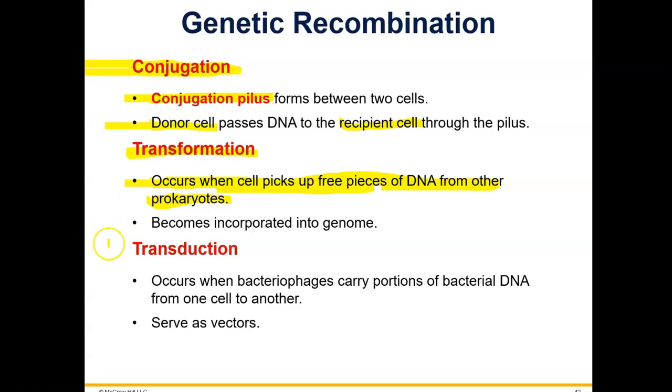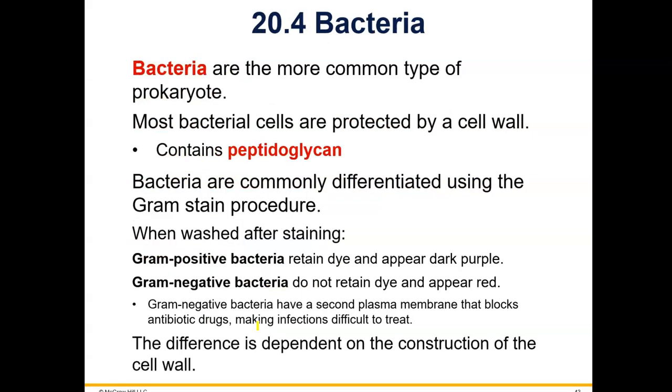into their single chromosome. And then we can have transduction, which is when a virus passes bacterial DNA from one bacterium to another. It's like used as a vector. So these viruses, again, are called bacteriophages because they only infect bacteria. Bacteriophages can carry portions of bacterial DNA from one bacterium to another. And in that way, the bacteriophage virus serves as a vector. So that's called transduction. Now, we're going to move on to section 20.4 on bacteria.